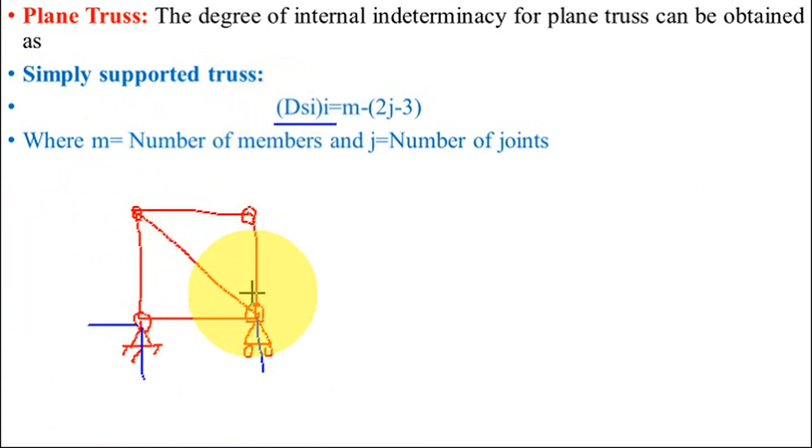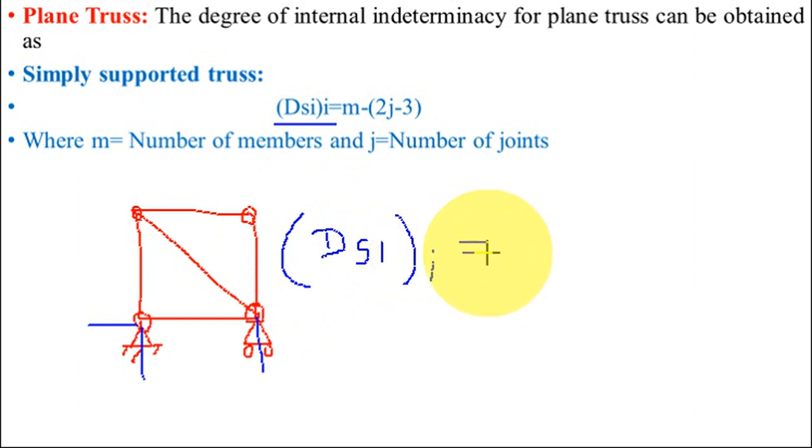There are 4 joints, and therefore the degree of internal indeterminacy for this particular truss is equal to m, where m means the number of members. How many members are there? 1, 2, 3, 4 and 5. So 5 members are there. m minus 2 times the number of joints.